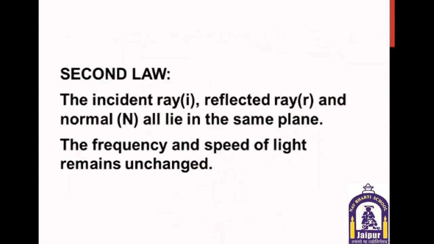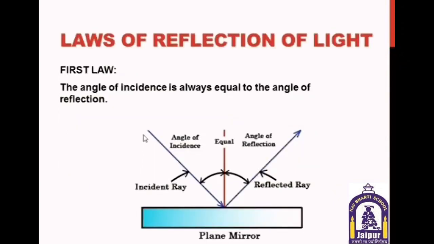Now let's come to the second law. What does the second law say? The incident ray, the reflected ray and the normal all lie in the same plane, and the frequency and speed of light remain unchanged. This says that the incident ray which we have noticed here, this is the incident ray, this is the reflected ray and this is the normal, they all lie in the same plane. This means that they do not come out of the plane.